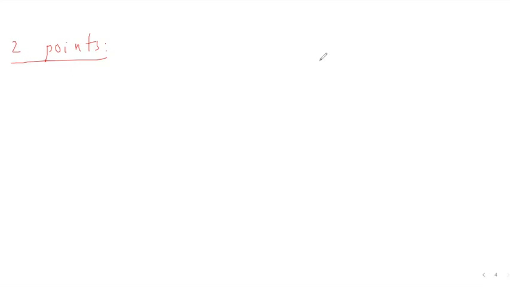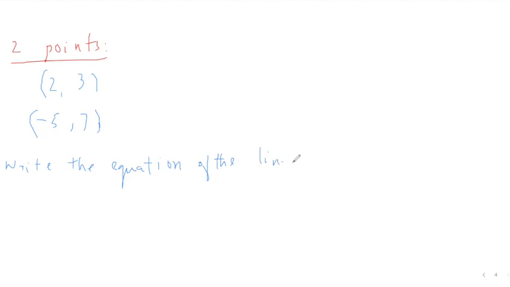So suppose you're given 2 points. Let's say those 2 points are 2, 3 and minus 5, 7, some 2 random points. And they say write the equation of the line. Okay, let's just say these 2 points are given.